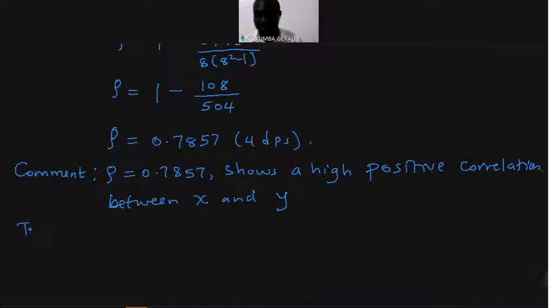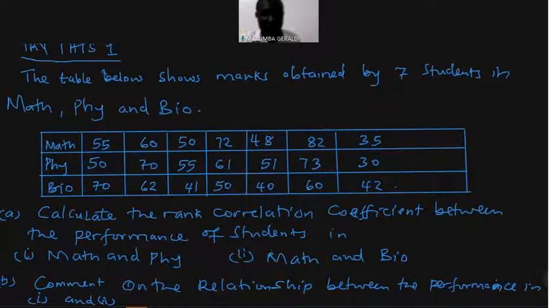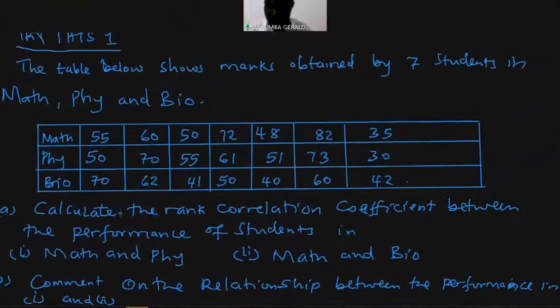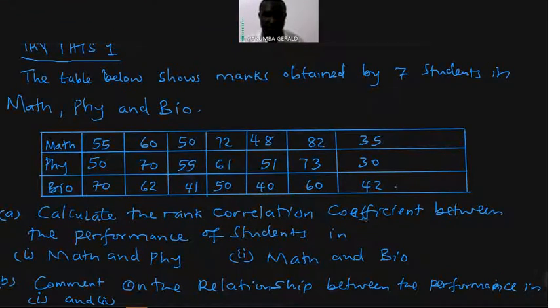Let's try out this one. So here is our number which you're supposed to try. The table below shows marks obtained by 7 students in math, physics, and biology. Math, they are here. All these are math marks. All these are physics, biology. The question requires us to calculate the rank correlation coefficient between the performance of students in Roman numeral 1, math, and physics.